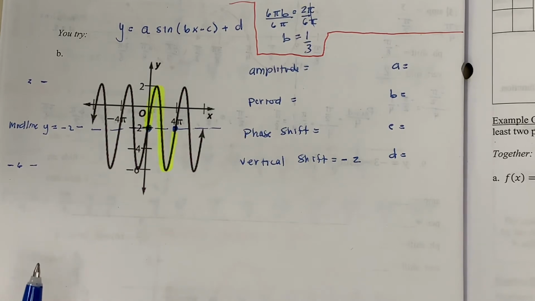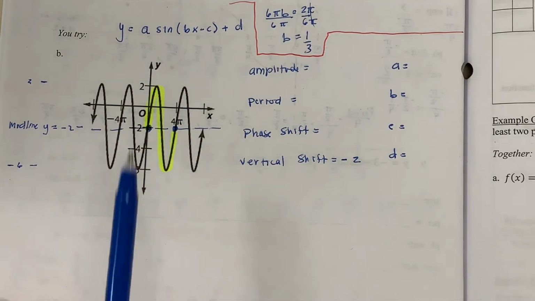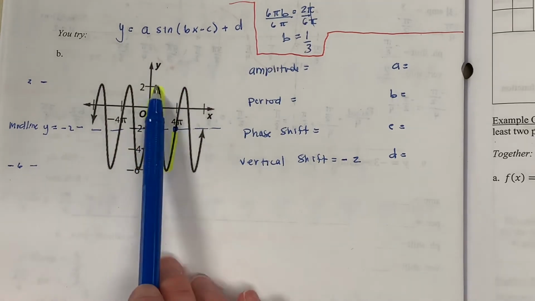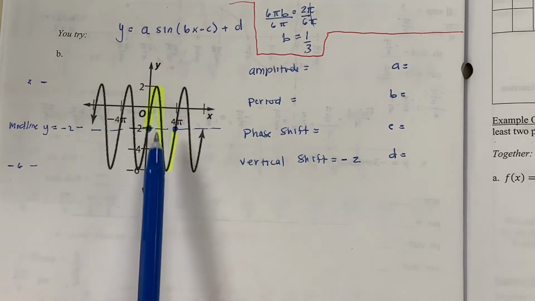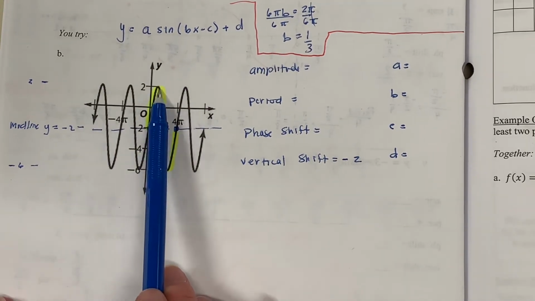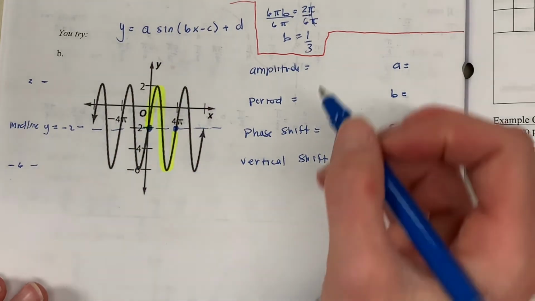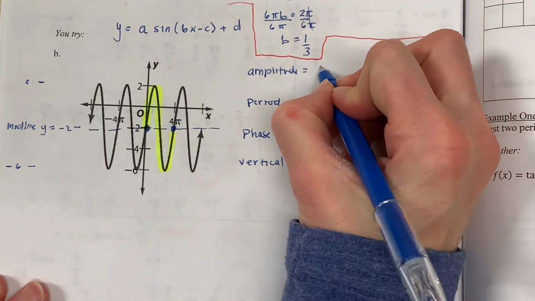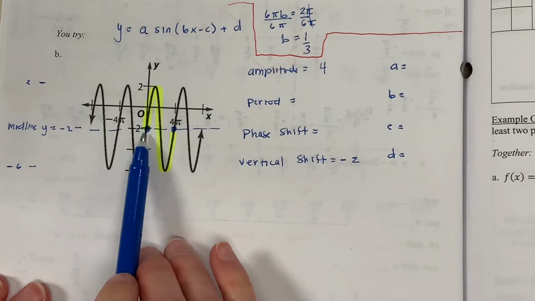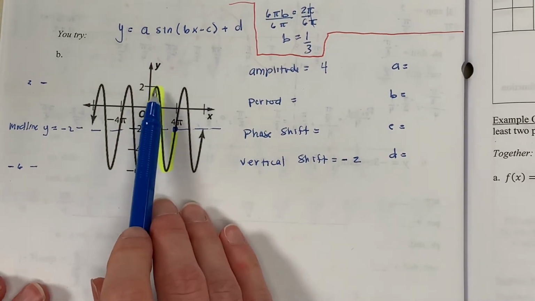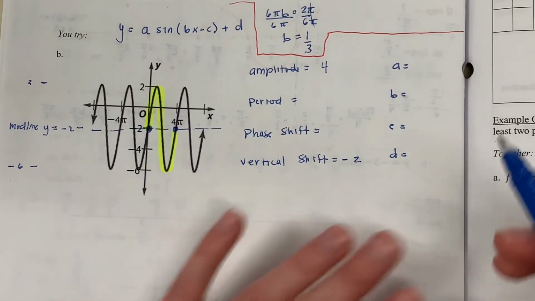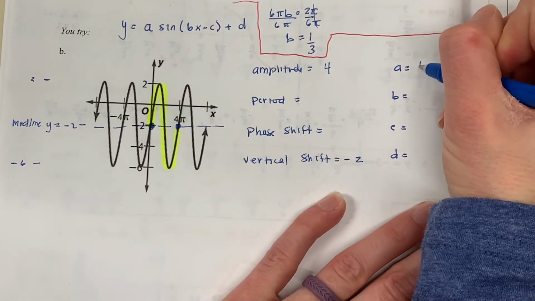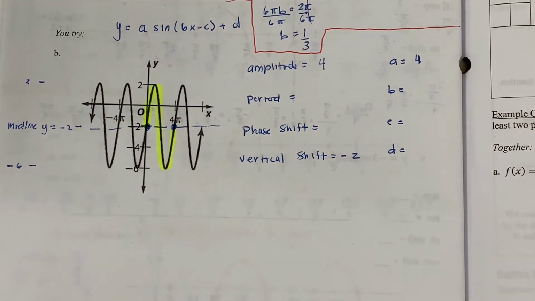So I'm going to use y equals a sine of bx minus c, plus d. The amplitude is the distance between the midline and a maximum, or the midline and a minimum. So the distance between 2 and -2 is 4. So my amplitude is 4. Because the curve goes up to a maximum first, there is no reflection. A is positive, so a is also equal to 4.